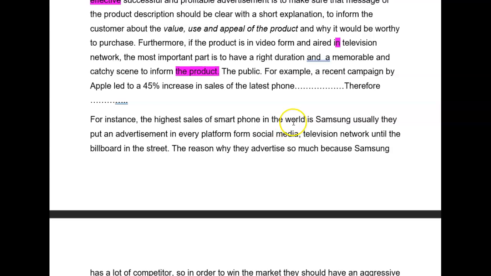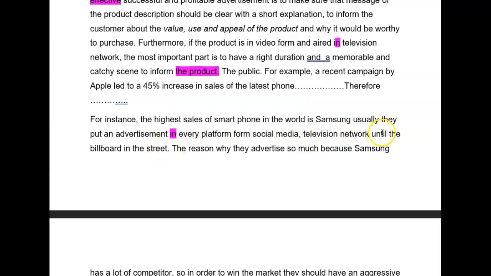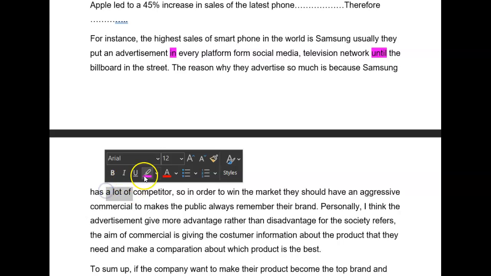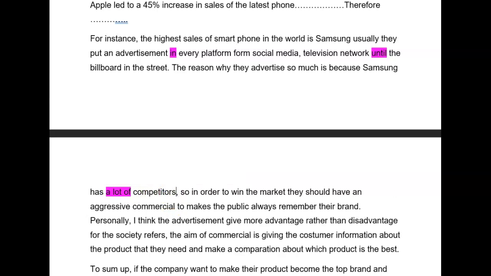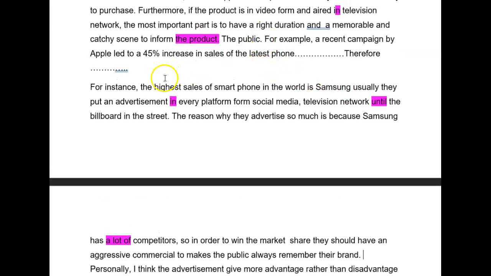The highest sales of smartphones in the world is Samsung. Usually they put an advert on every platform, social media too, and the billboard in the street. The reason why they advertise so much is because Samsung has many competitors. So, in order to win the market share, they should have an aggressive commercial to make the public always remember their brand. Yes, so that's fine. But I would use this example about Apple.